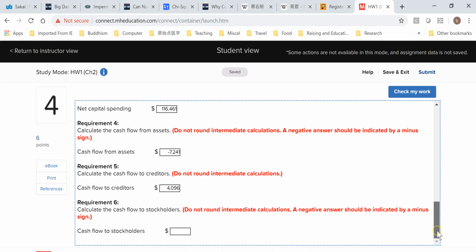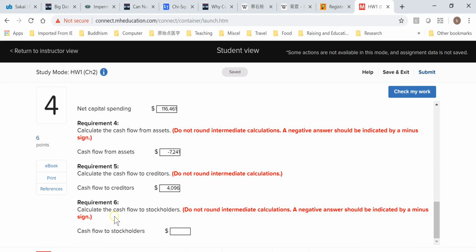And the final part of this question is calculate the cash flow to stockholders. Do not round intermediate calculations. A negative answer should be indicated by a minus sign. We have the same rounding requirement as requirement 4, and it turns out we have a negative number here, so we correctly entered the minus sign before the number.